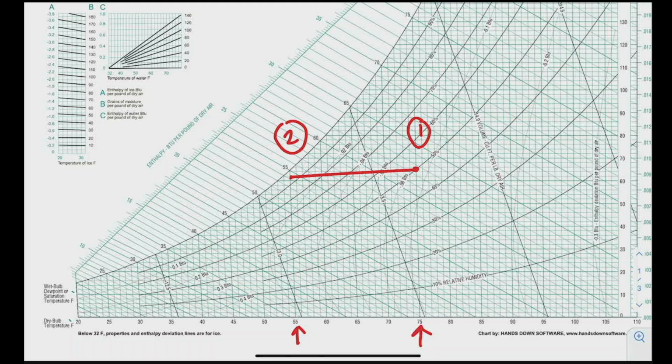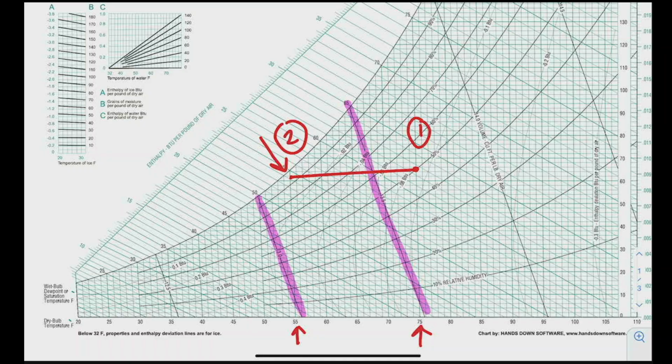Well, we've got to find our specific volume lines. Let's remember now, here's a specific volume line of 13. Here's a specific volume line of 13.5. And my point number 2 right here is somewhere between those two purple lines. Where is it between the lines? It looks pretty close to about 13.2 cubic feet per pound of dry air.